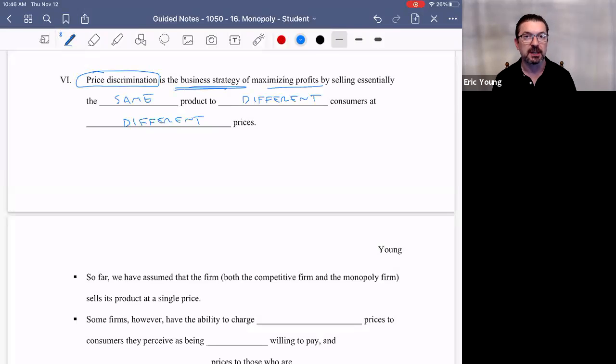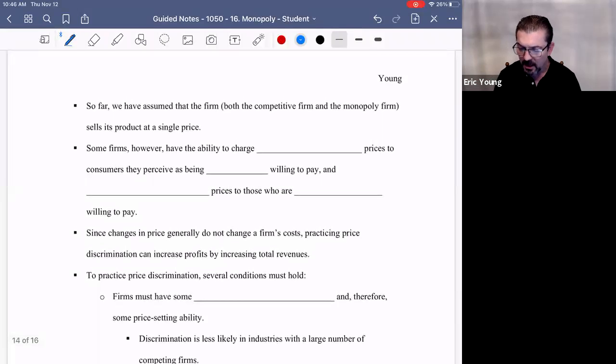First of all, it's a business strategy. It's an intentional strategy designed to maximize profits. And it occurs when a firm sells essentially the same product to different consumers at different prices. Seen another way, price discrimination means that you charge different customers different prices for the same thing. Now, this is new because so far in our discussion of PC and in our previous discussion of monopoly, we were operating under the assumption that the firm sold its product at one single price. We learned the MR equals MC rule, we applied it to get the price, and we assumed that the firm, both the competitive one and the monopoly one, sold all their products at a single price.